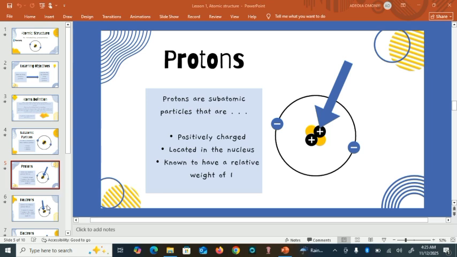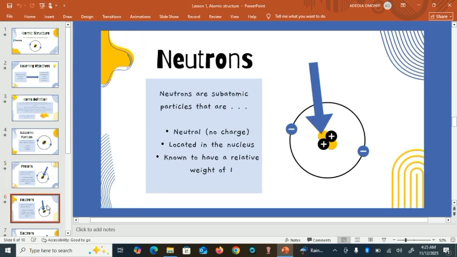Let's look at neutron. Neutrons, on the other hand, are neutral, no charge. They are neither positively charged nor negatively charged. They are neutral, and they are located in the nucleus, which means they are located around the proton. Both the neutron and the proton are inside the nucleus. They are known to have a relative weight of 1.